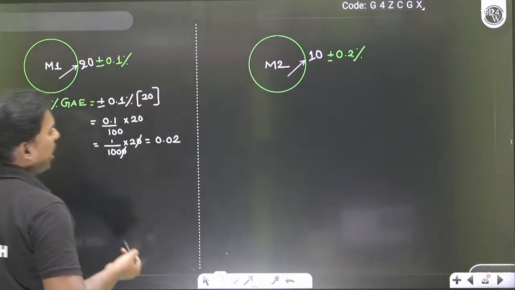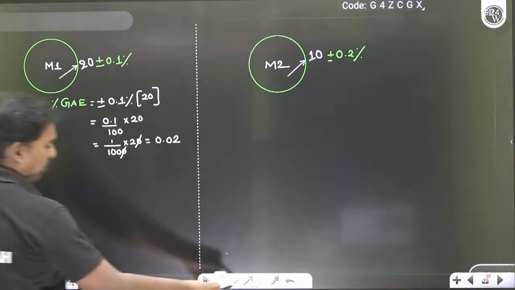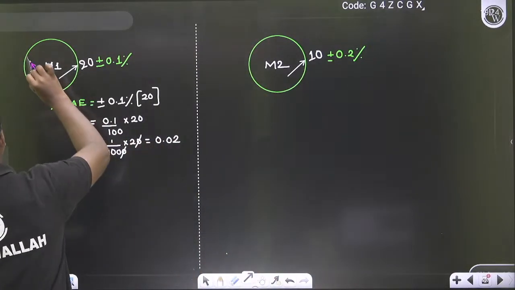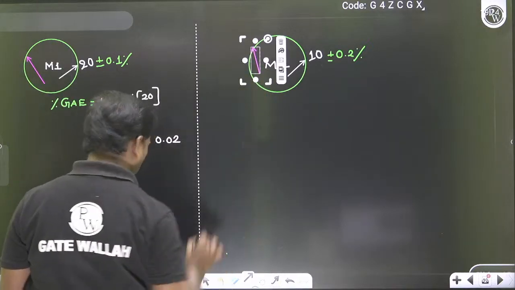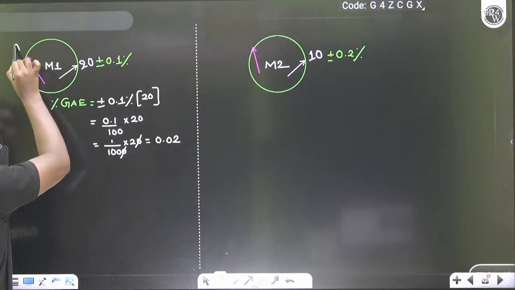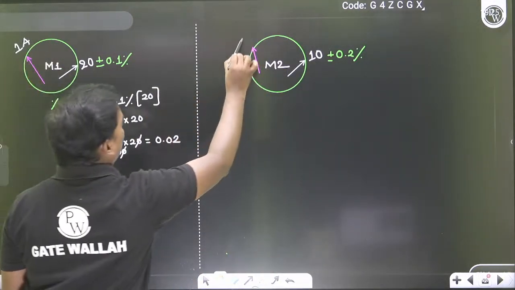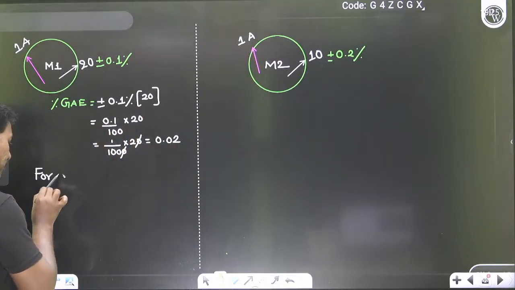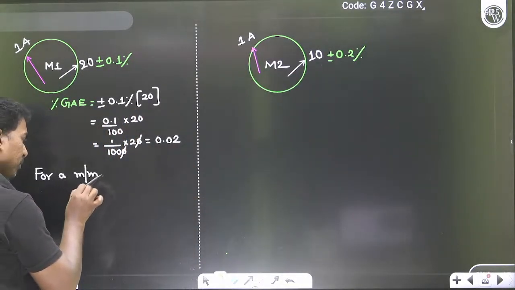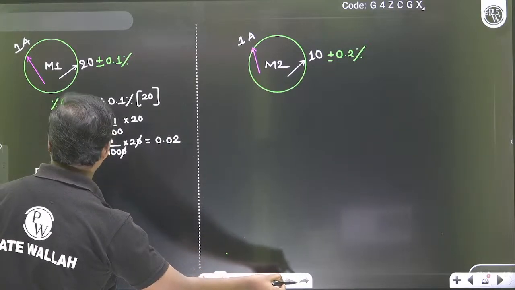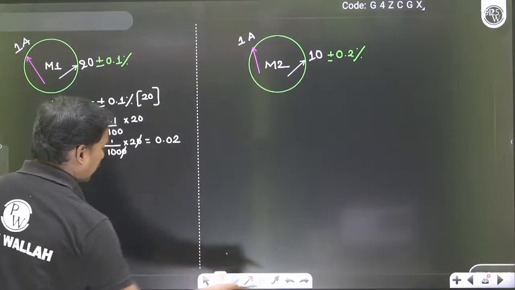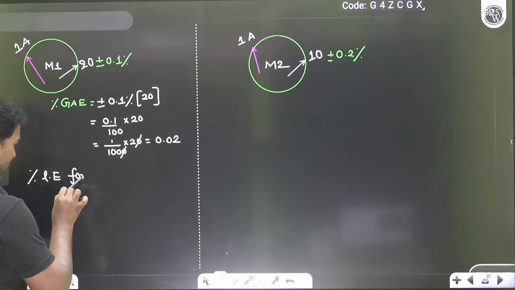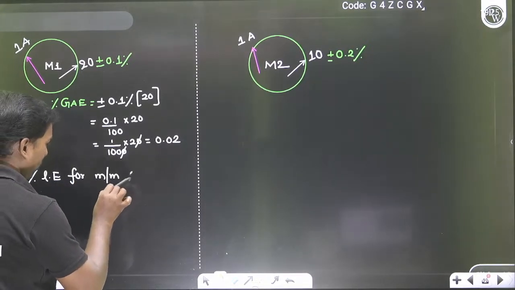Now the question asks for a measurement of 1 ampere. Remember this point: our measurement is 1 ampere only, for every meter. So you can write it like this: percentage of limiting error for a measurement of 1 ampere.